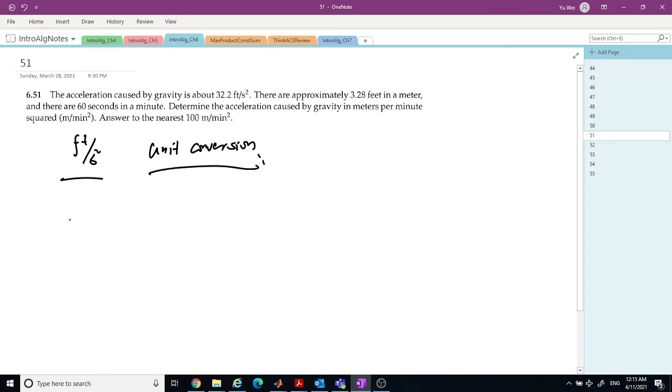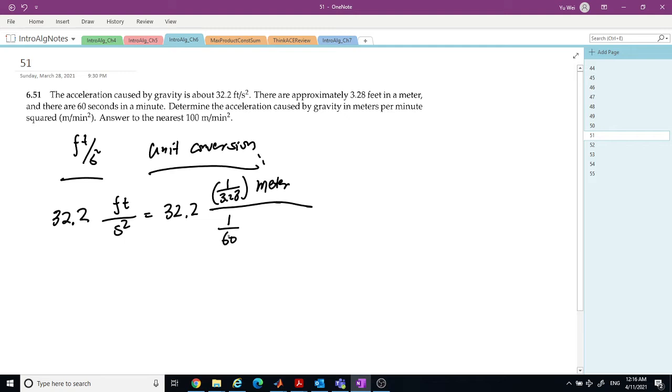Okay, let's see how we can do it. So 32.2 feet per second squared is equal to 32.2 over feet, the 1 foot we change to meters, and the second squared we change to the minute squared.